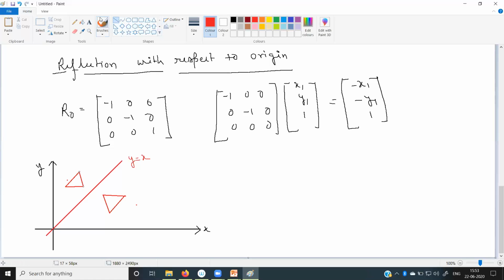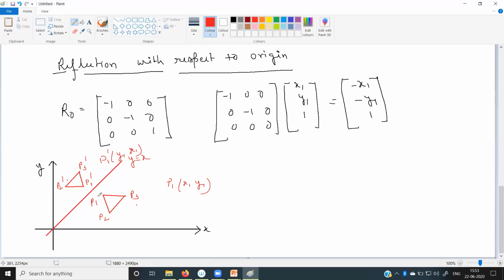Exactly. So something like that. Here you can say if it is point P1, it is point P2 and it is point P3. Then after reflection, it will be your P1 dashed, P2 dashed and P3 dashed. As the equation of the line is y equals x, in this part of the quadrant, if a point P1 is represented by x1, y1, then the same point P1 dashed will be represented by the coordinate y1, x1.